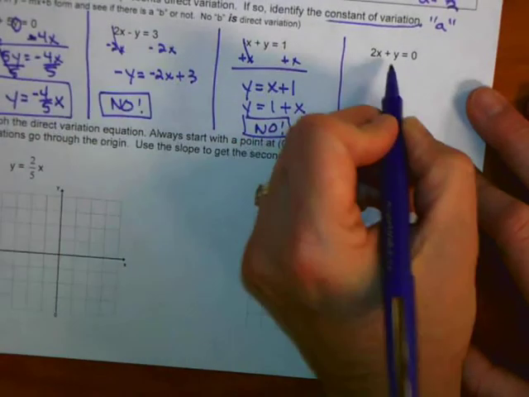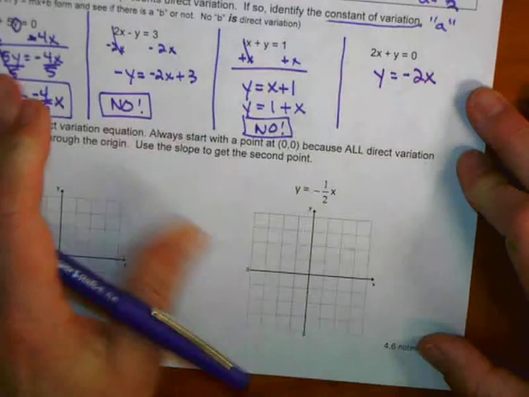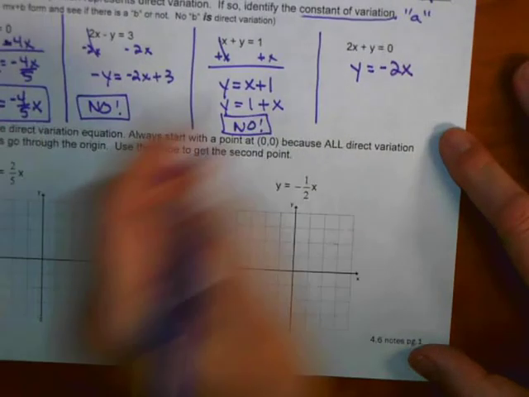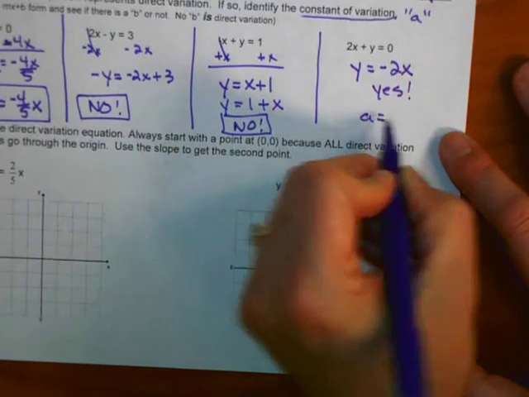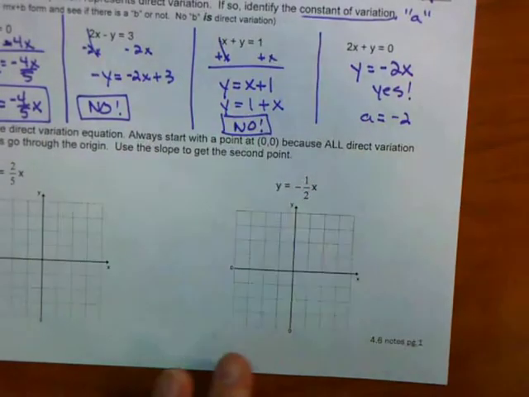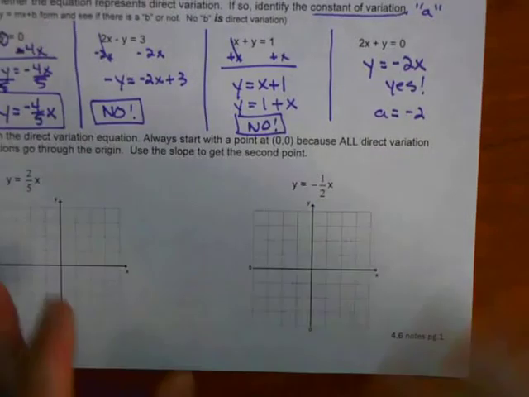All right, and then this one, I'm going to subtract 2x from both sides. I get y equals negative 2x. Is that direct variation? Yes. And what is the constant of variation? Negative 2.